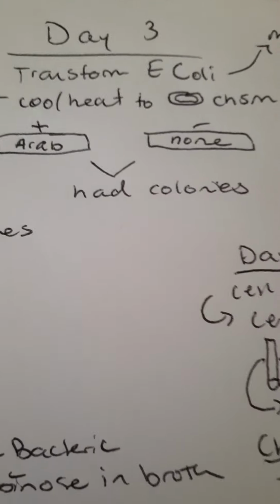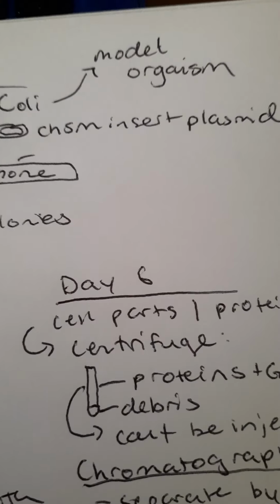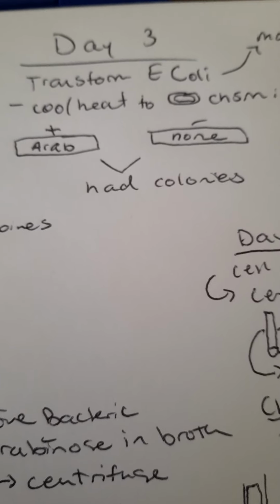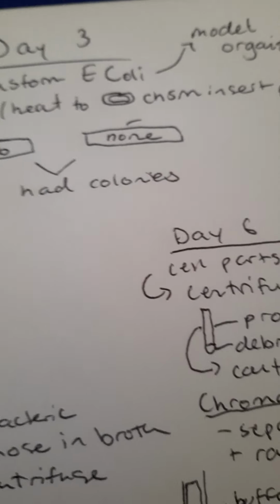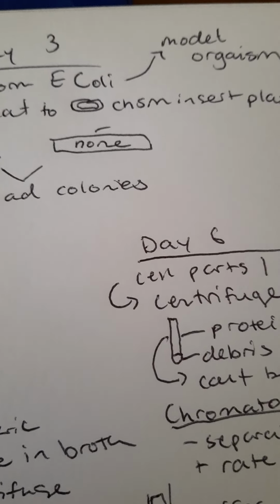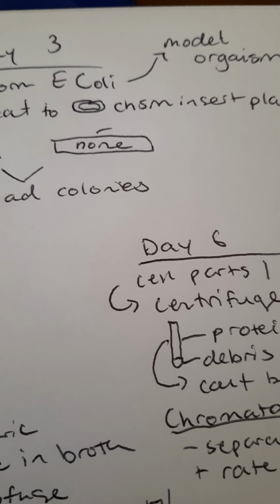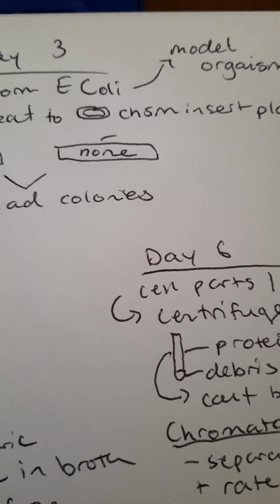Day 3, this is the transformation of E. coli, and remember, it's a bacteria, it's a model organism. You can make a bunch of protein that way. You cool and heat to add the plasmid, which is like an extra part of the gene code that's in the bacteria, to the circular chromosome to insert it into that.